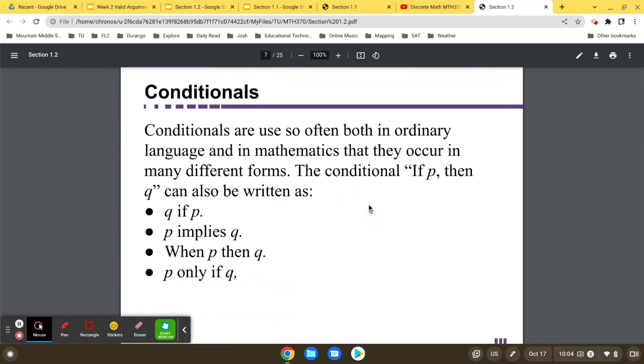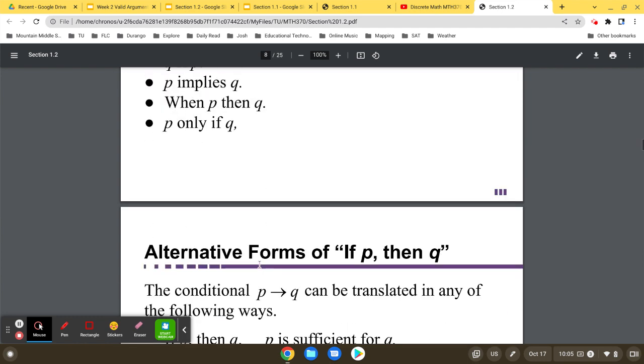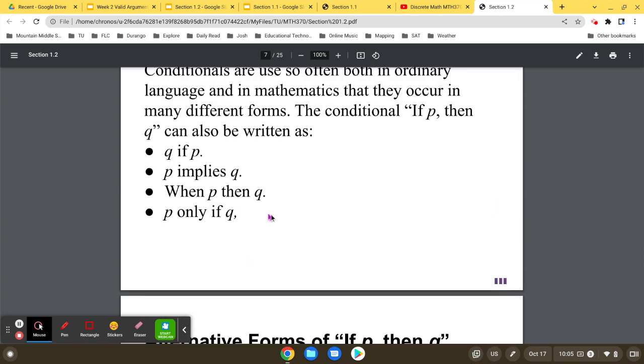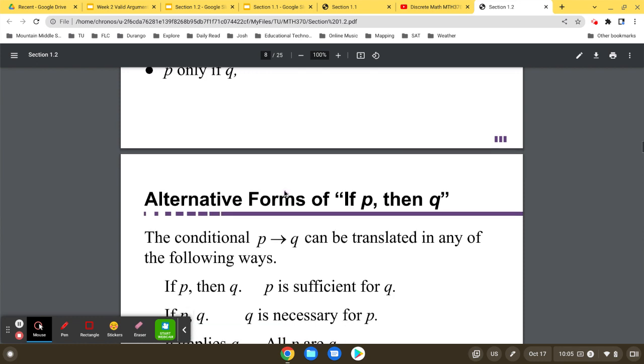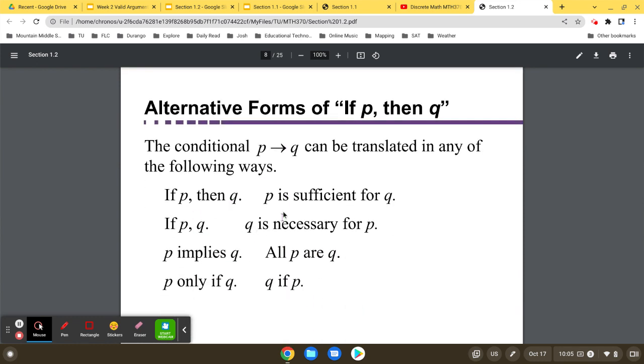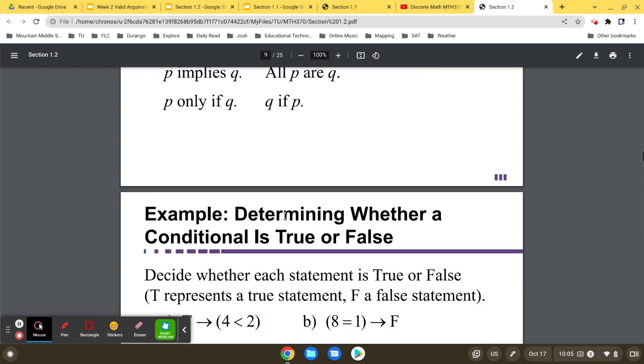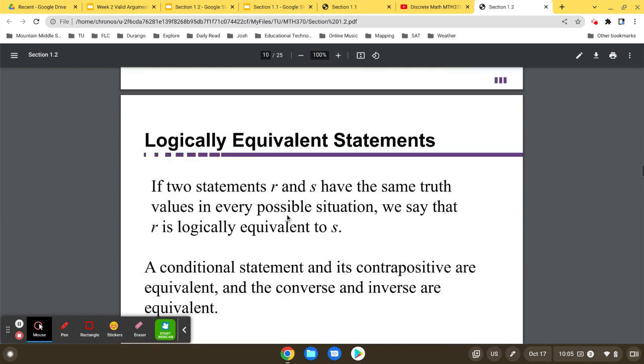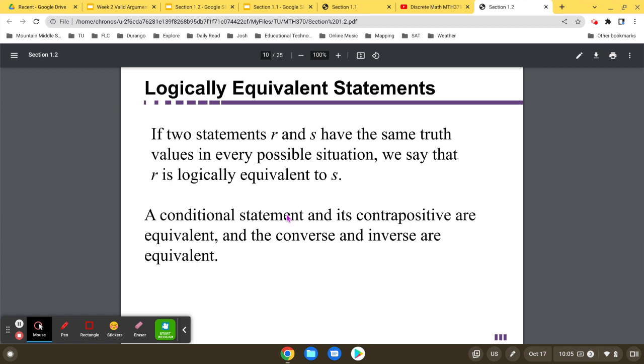Conditionals can be written lots of different ways. We could say Q if P, just like if P then Q. We could say P implies Q, or when P then Q, or P only if Q. I'm sorry, I said it backwards earlier. Yeah, P only if Q. So those are some different forms. These are great for your notes in case you come across them and you're just becoming familiar. We could do millions and millions of these problems to get to a form of understanding, but we're just going to brush through this stuff.